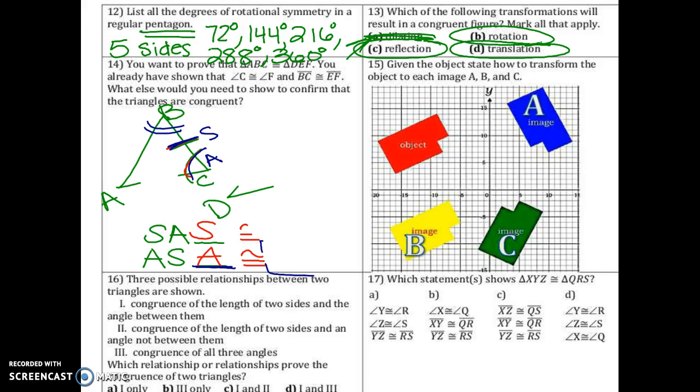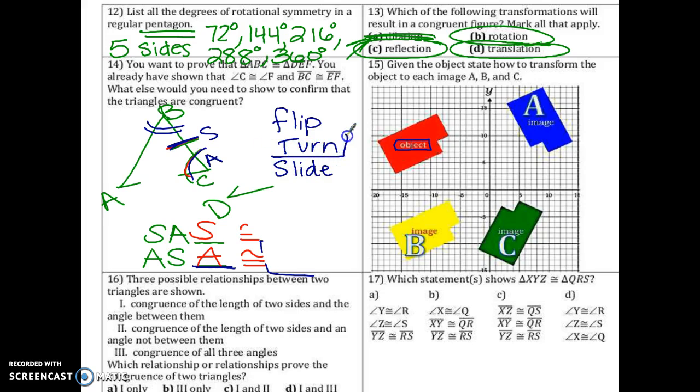Given the object, state how to transform the object to each image A, B, and C. So the object is the red one right here. This is your start. So how could I take the object and make it object A? Well, if you notice object A, we're thinking, is it a flip? Is it a turn? Or is it a slide? Well, it's not a slide. It didn't just get slid over into quadrant 1.